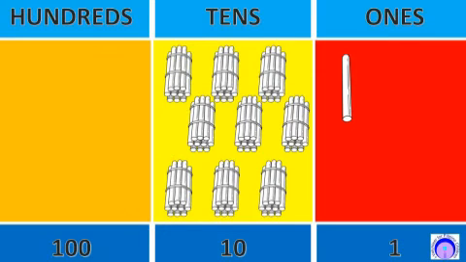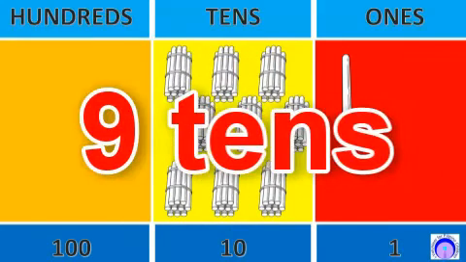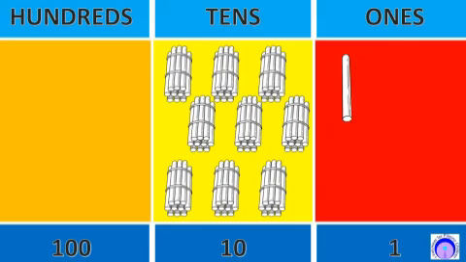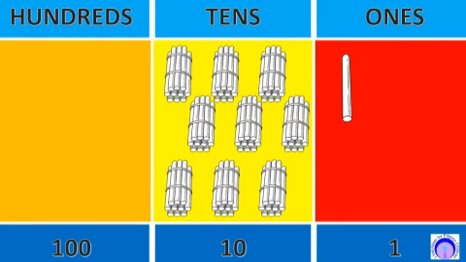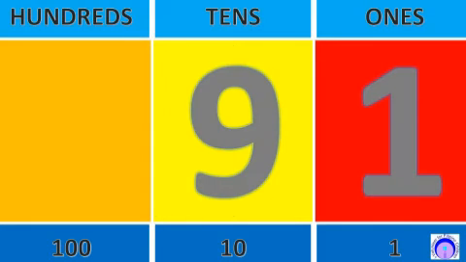In the hundreds place, there is no value. On the tens place, we have 9 tens. And in the ones place, we have 1. Therefore, the number is 91.